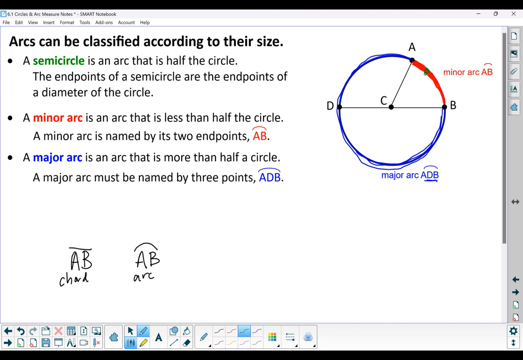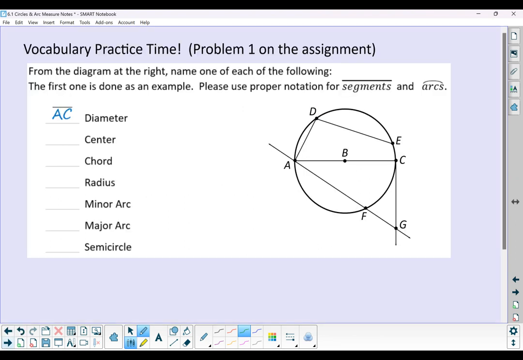A minor arc could have 3 letters. So if we had point E here, we could call this AEB. So 3 letters does not guarantee that it's a major arc. Just if you have a major arc, you have to use 3 letters. For a semicircle, you can use 3 letters. So DAB is a semicircle, or you can just use 2. When you just use 2, it's not really specifying which side of the circle you're talking about, but both the upper side in this case and the lower side are semicircles. So with a semicircle, you can use 2 letters if you want.